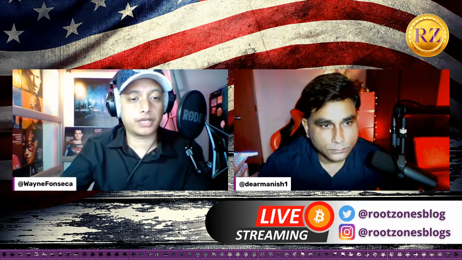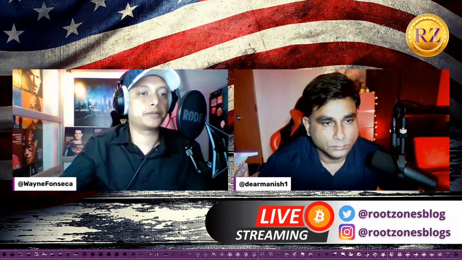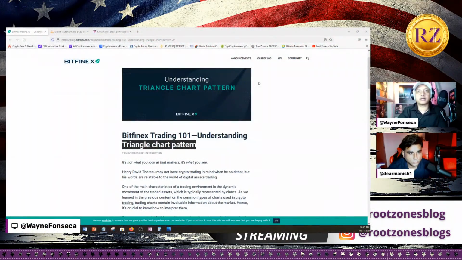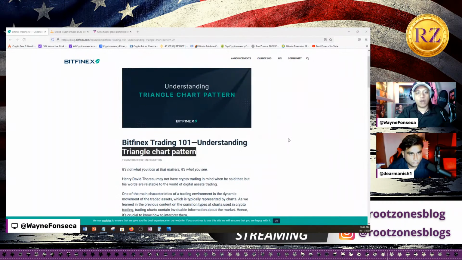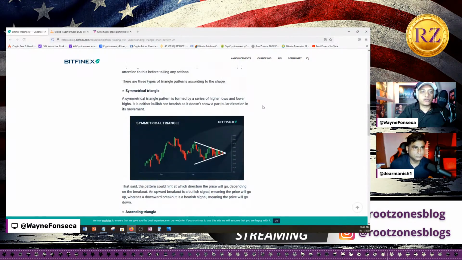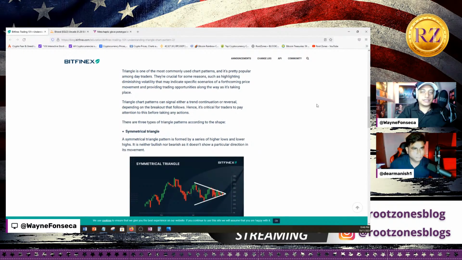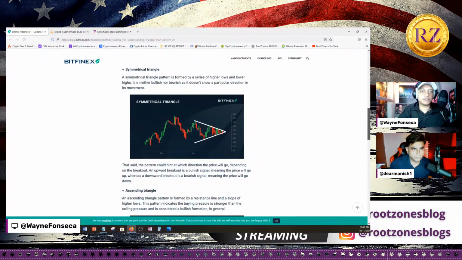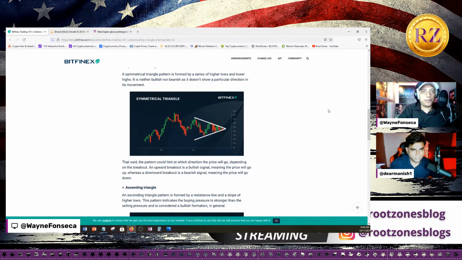Today, we'll be talking about triangle chart patterns, something that you need to know. This is from Bitfinex. It's a trading 101 understanding of triangle chart pattern. So the first chart pattern is called the symmetrical triangle. Now, a symmetrical triangle is formed by a series of higher lows and lower highs.